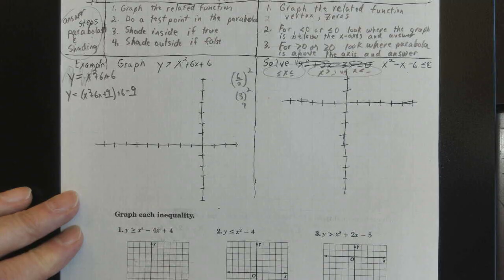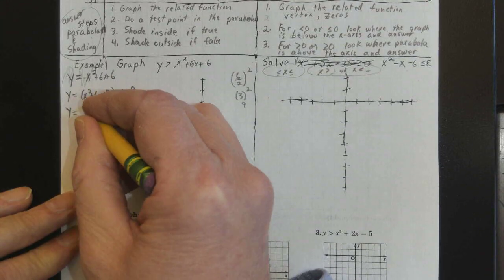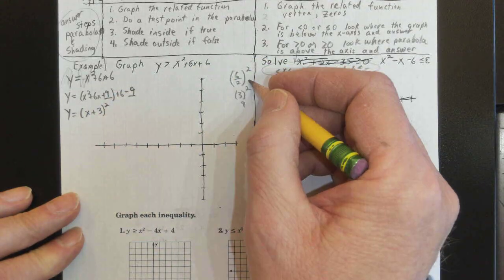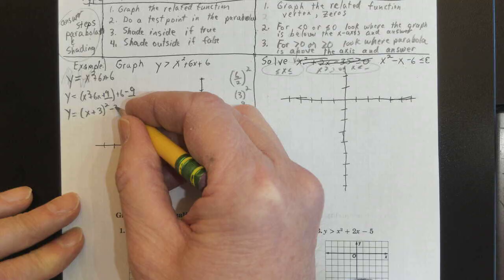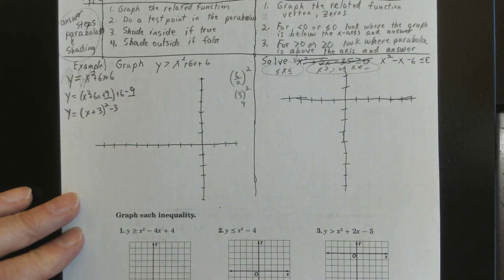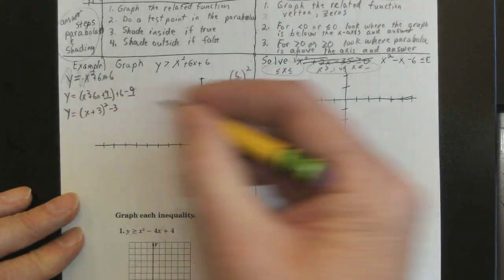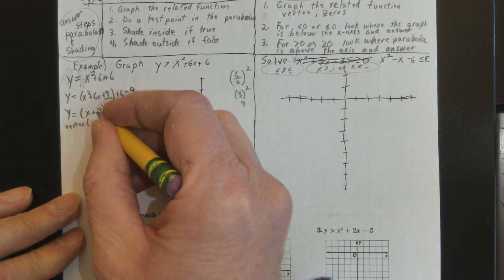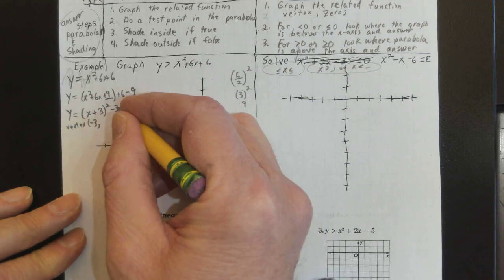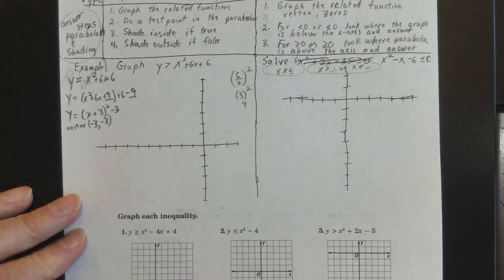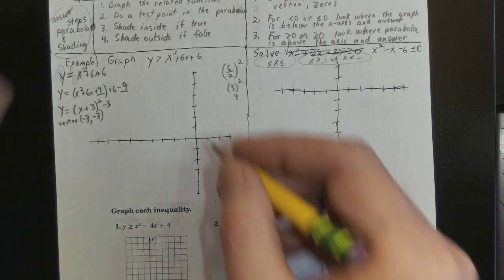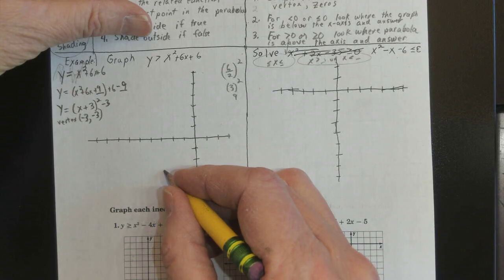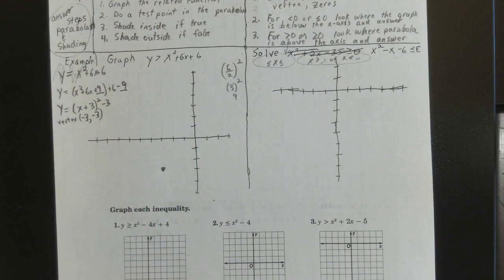Is this making sense? Things we've done. So this will be x plus 3 squared. 6 minus 9 is negative 3. So the vertex, and remember the crazy house, is negative 3, and this stays the same, negative 3. So let's go ahead and plot our vertex, negative 3, negative 3, right here.